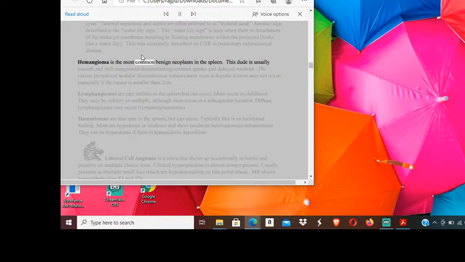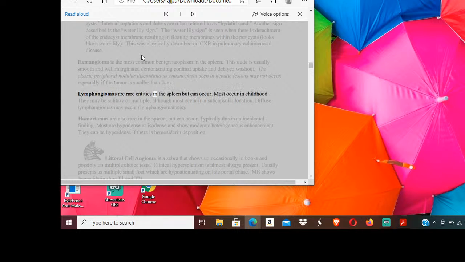Hemangioma is the most common benign neoplasm in the spleen. This is usually smooth and well marginated, demonstrating contrast uptake and delayed washout. The classic peripheral nodular discontinuous enhancement seen in hepatic lesions may not occur, especially if the tumor is smaller than 2 centimeters.